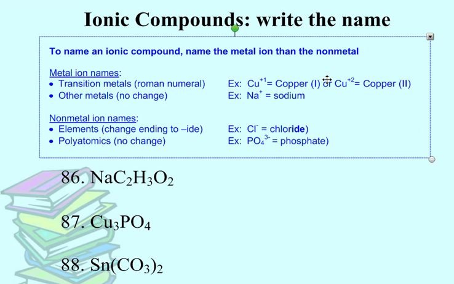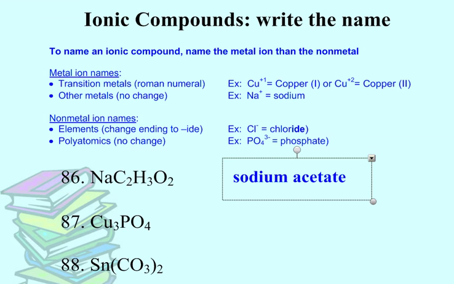So for the first one, we have NaC2H3O2. Well, Na is my metal ion, and as I can see in my example, I'm just going to call it sodium. If you look on the back of your periodic table, you'll notice that C2H3O2 is a polyatomic ion known as acetate, and you do not change the ending of your nonmetal polyatomics. So you just write sodium acetate as the name for number 86.